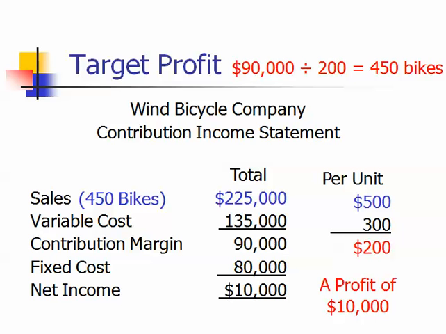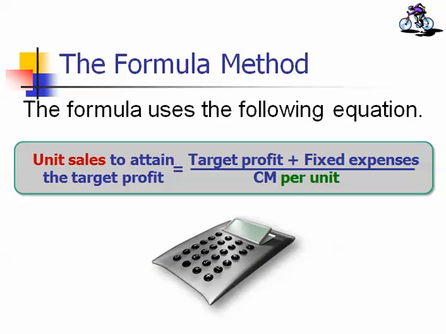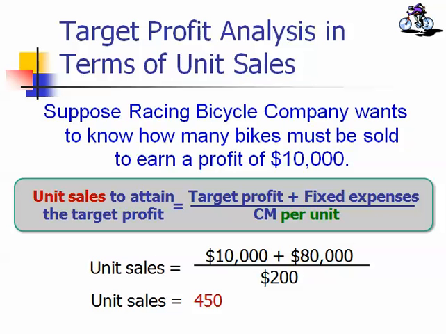We could also calculate our required sales in units through an equation approach, which is simply our vertical income statement laid out horizontally in equation format. Our unit sales will equal our target profit plus our fixed expense divided by our contribution margin per unit. Our target profit, recall, was $10,000. Our fixed costs were $80,000. So $90,000 divided by $200 per unit contribution margin gives us our 450 units in sales we need to achieve this target profit.